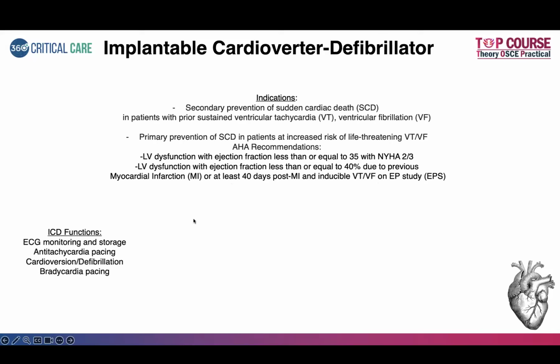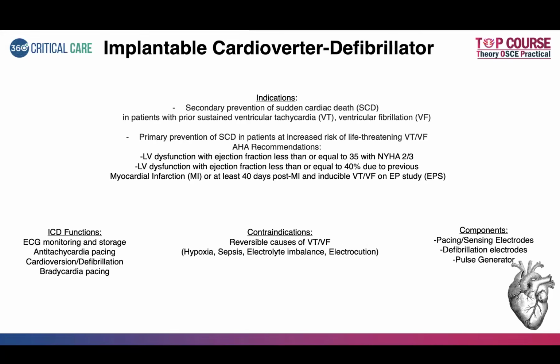The main functions are ECG monitoring and storage, anti-tachycardia pacing, that is overdrive pacing, cardioversion and defibrillation, and bradycardia pacing. The main contraindication is a reversible cause of VT and VF; the device should not be implanted then, because it will further increase morbidity and cost. The main components are almost similar to those of a permanent pacemaker: pacing and sensing electrodes, defibrillation electrodes, and a pulse generator.